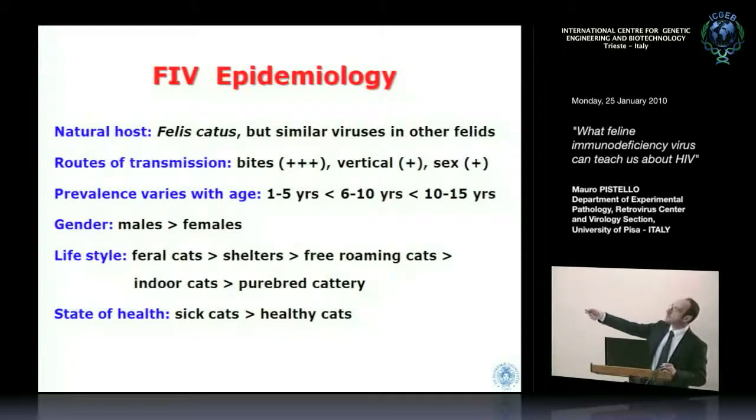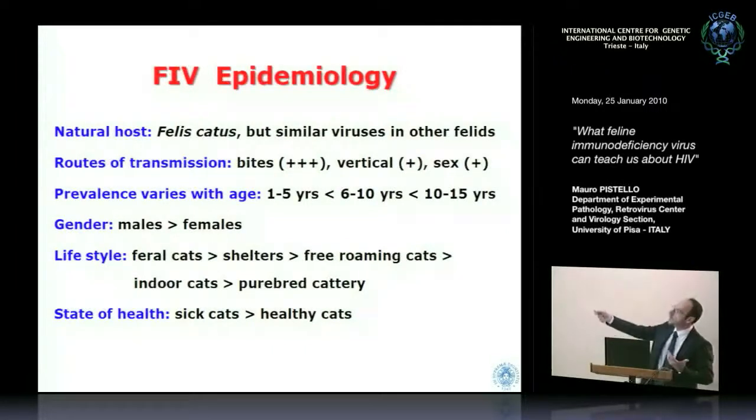The prevalence varies with age. Obviously, the older the cat is, the more likely it is to have the infection. In healthy cats, the prevalence of the FIV infection is around 2-3%. Obviously, the percentage varies quite a lot depending on the geographical area. But in animals suffering from chronic diseases, of any kind, the percentages can be as high as 40%. So it's a highly diffuse virus.